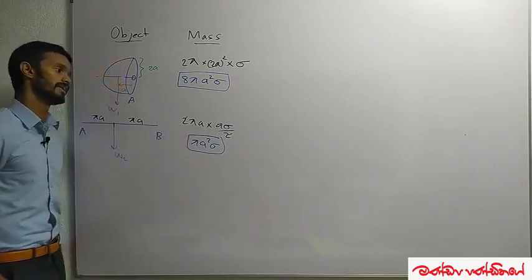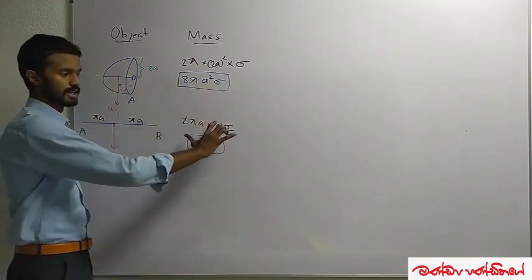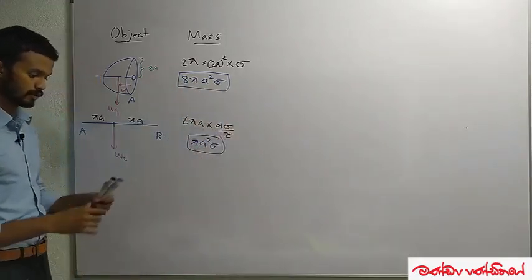So when we add or subtract these, it is easy and they easily cut off. That is the reason they have given the mass per unit length as a sigma over 2.